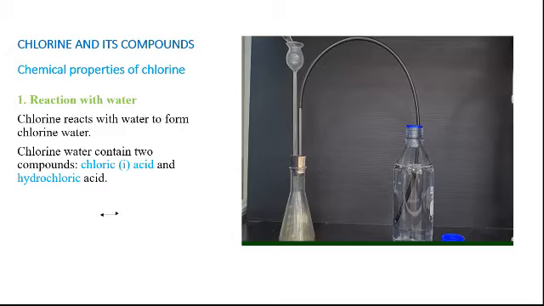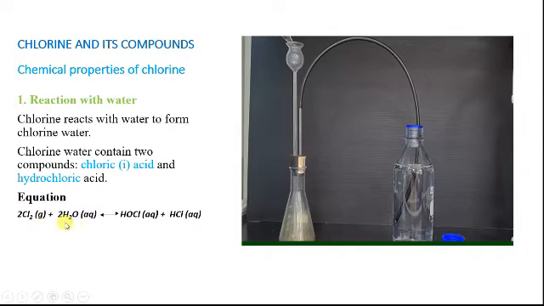Chlorine is a gas, as you know. Chlorine, when bubbled in water, it dissolves. It is slightly soluble in water to form a compound called chlorine water. But chlorine water also contains two compounds in it, and these are chloric 1 acid and hydrochloric acid. The equation for the reaction occurs as follows.